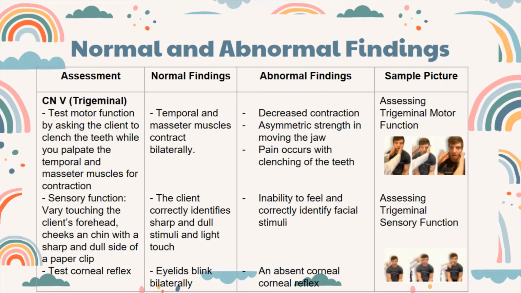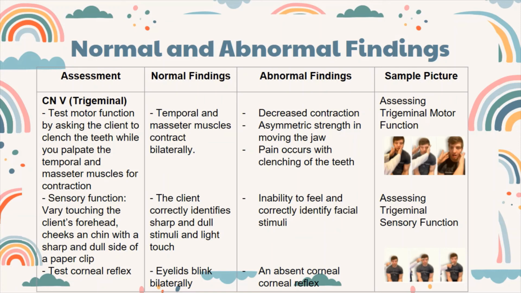Next is to assess the sensory function. Vary touching of the client's forehead, cheeks, and chin with the sharp and dull sides of a paper clip. Normal findings: the client will correctly identify the sharp and dull stimuli and light touch. Abnormal findings: inability to feel and correctly identify the facial stimuli, so there is possibly a cranial nerve number 5 lesion.